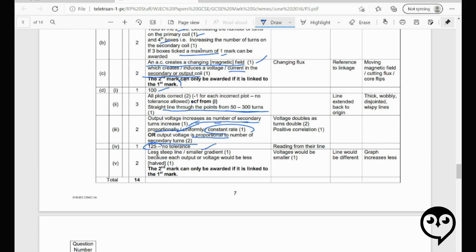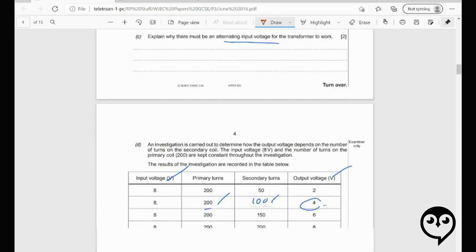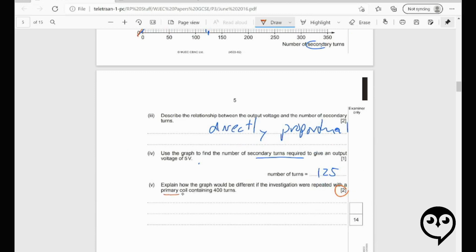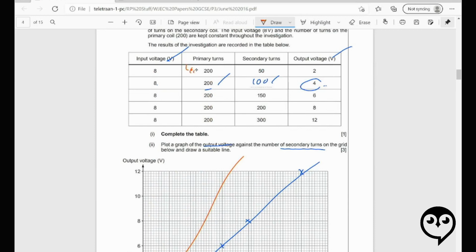Boom. A less steep line, smaller gradient, because each output voltage would be less, halved. Ooh, did I get that one wrong? How would the graph be if the primary coil had 400 turns? If all of these were 400, that's a difference of 8, not 4. So the output voltage would be lower. I've gone from 400 to 100, that's a ratio of 4. So this becomes a 2. 400 to 150.